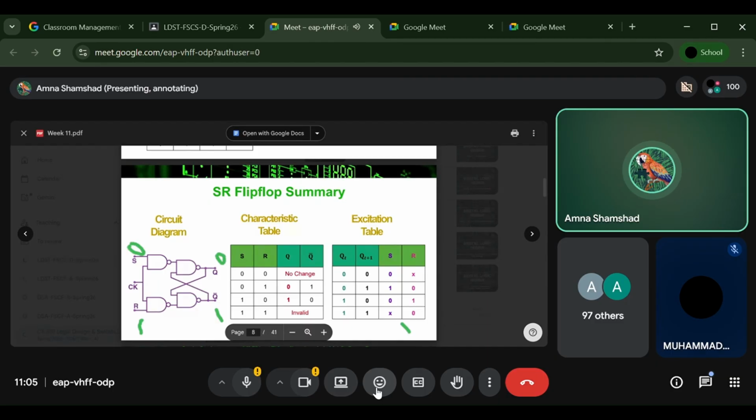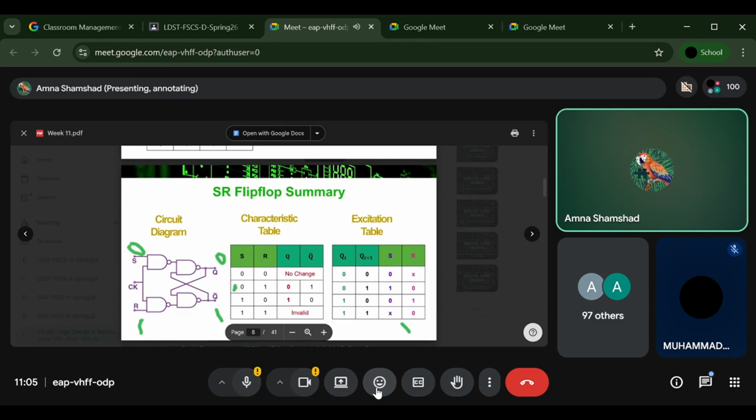Please, class, all of you, stay focused. In the initial state, Q is 0 and Q bar is 1, and I am applying the 0 1 combination on this circuit. S is 0 means I am checking this one, 0 and 1. So 0 on this, 1 on this, and whenever I apply a clock signal, it means 1 and 1.